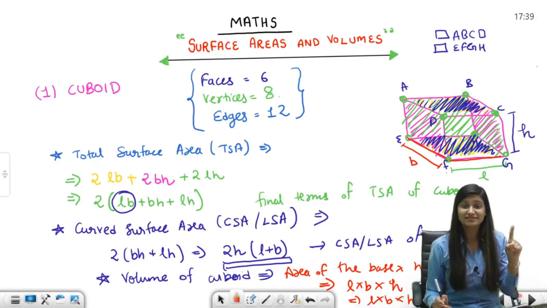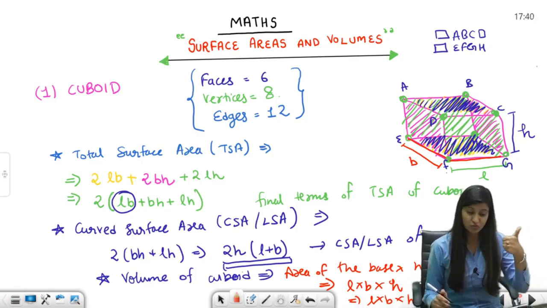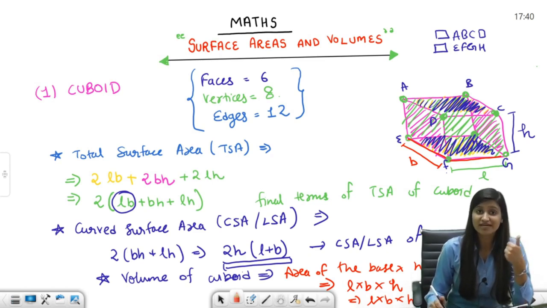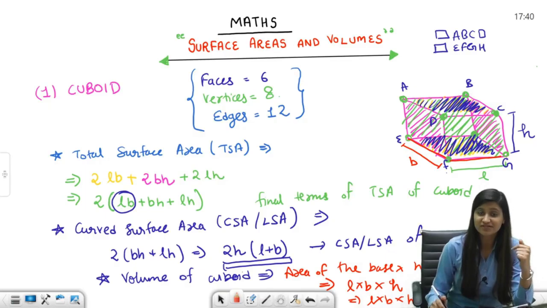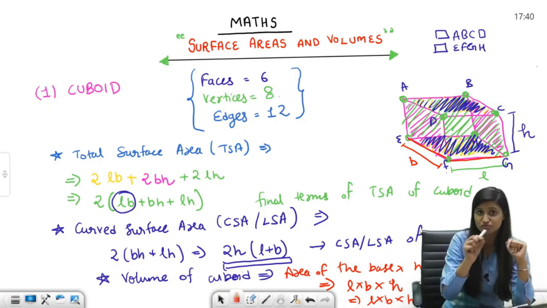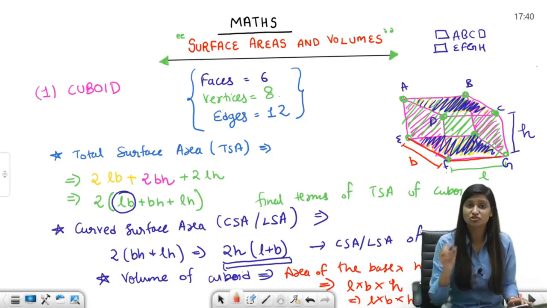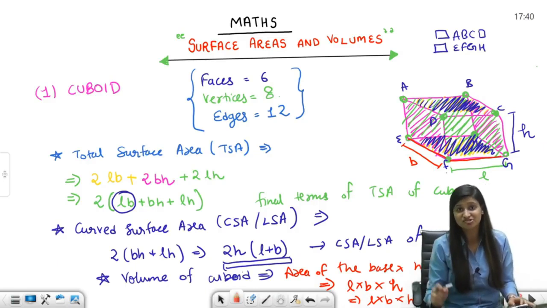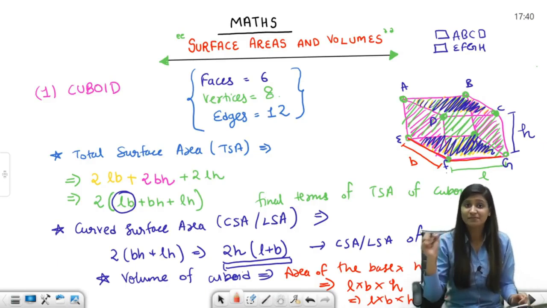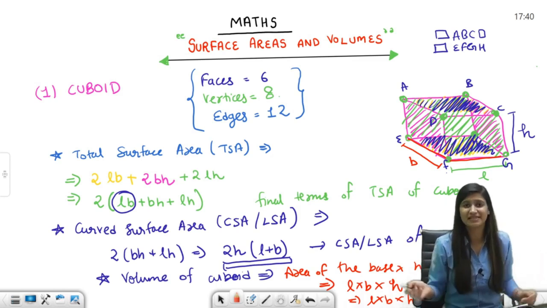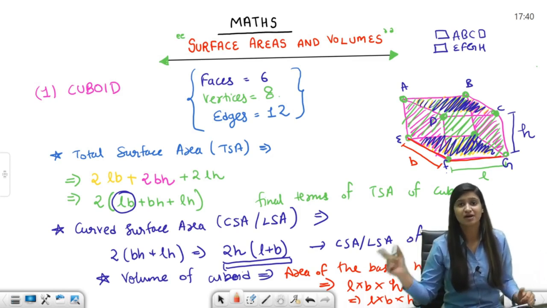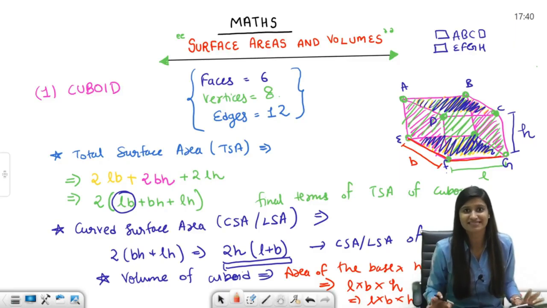The total surface area, the curved surface area and the volume. What was the total surface area? It was 2 times LB plus BH plus LH. Then the curved surface area, which was when you remove 2 times LB, then it becomes 2 times BH plus LH, then you took common H, it became 2H times L plus B, right? And volume, the simplest, length into breadth into height, you will get the volume. Easy.